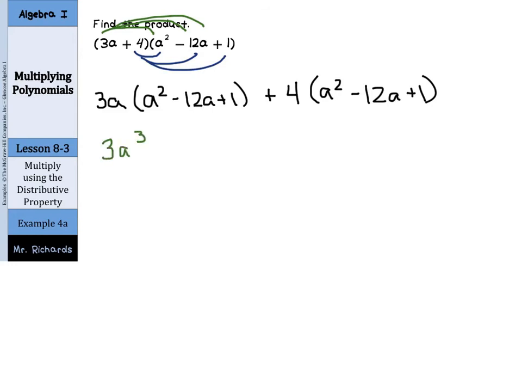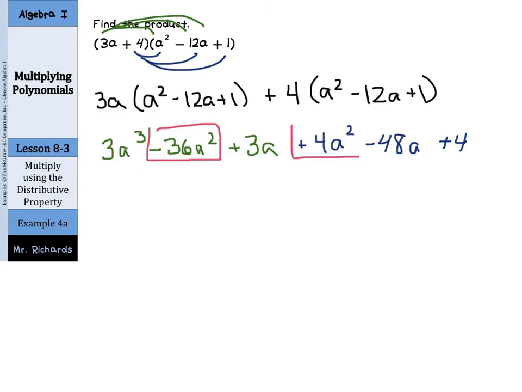3a times 12a is minus 36a squared, and 3a times 1 is plus 3a. And then 4 times a squared is plus 4a squared. 4 times negative 12a is minus 48a. And 4 times 1 is plus 4. And now we get to combine like terms. We have nothing to combine with the 3a cubed, but we do have a minus 36a squared here and a positive 4a squared there. And we also then have a plus 3a and a minus 48a that we can combine.